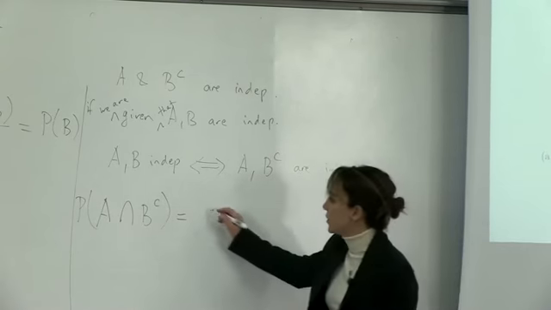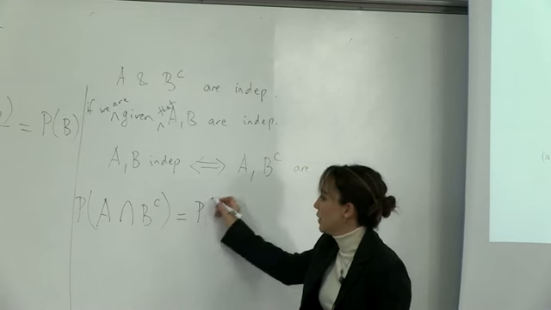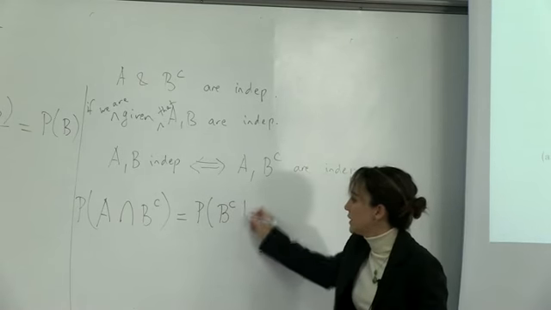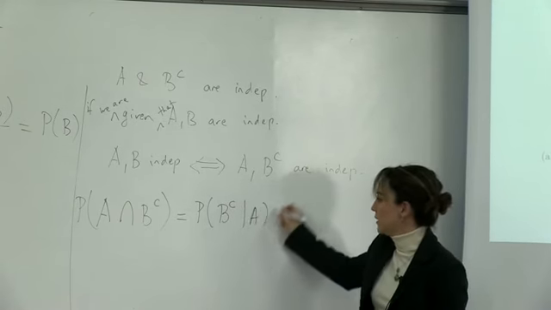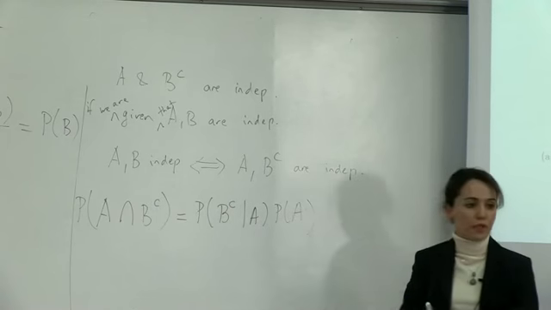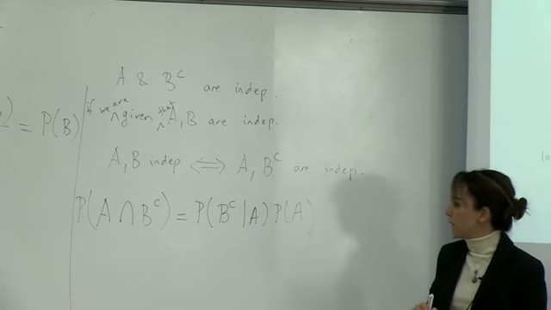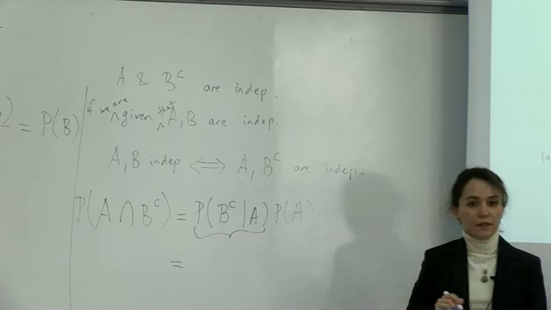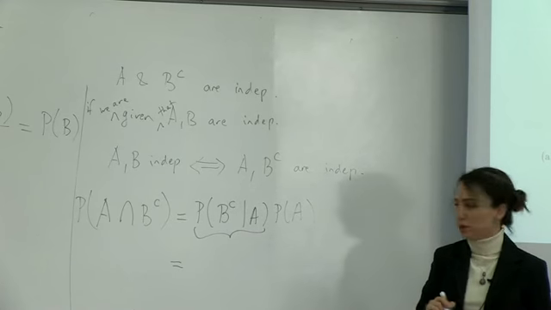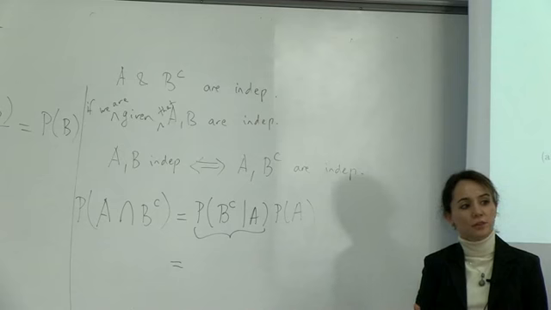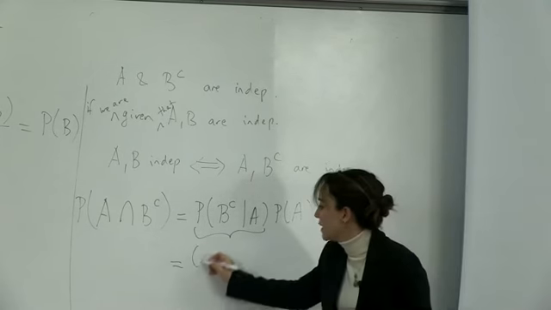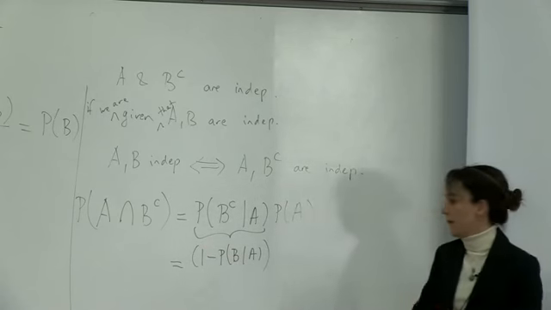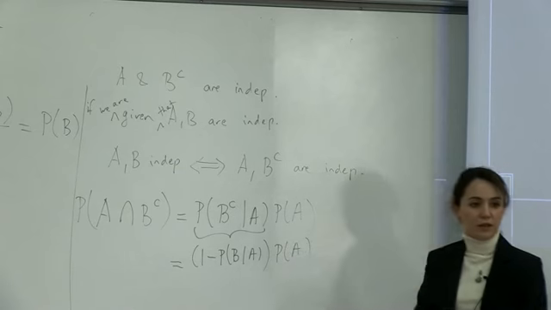How about we break this up using the definition of conditional probability: the probability of B complement given A times the probability of A. This is always true. Now, what do you recommend? Again, use the definition of conditional probability. Use the fact that conditional probability is a probability law and write this as 1 minus the probability of B given A times P of A. Right?